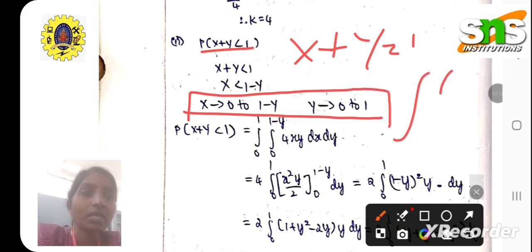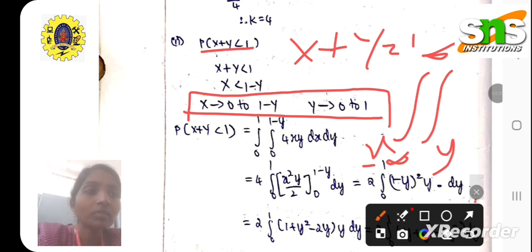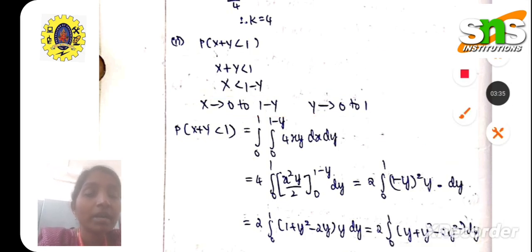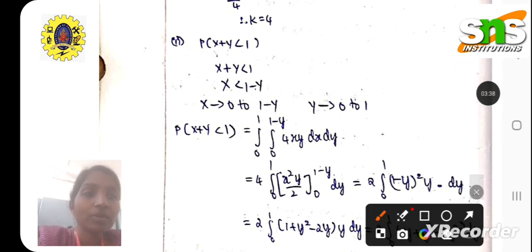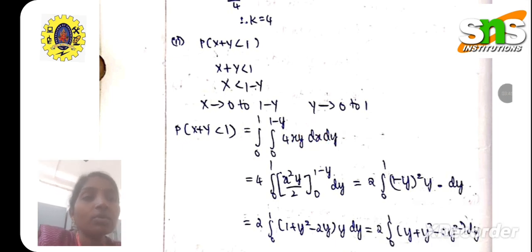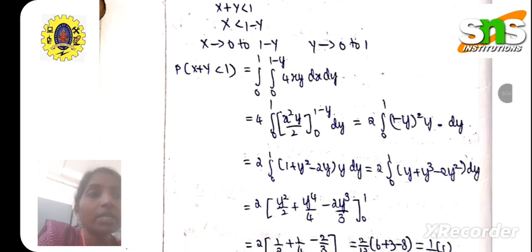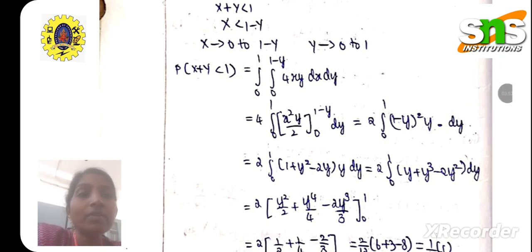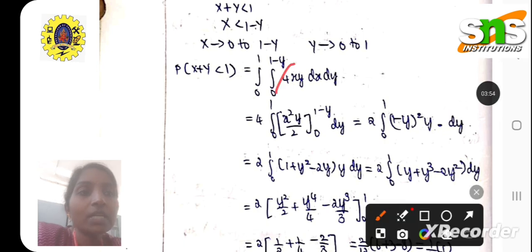We will be having the double integral within the range minus infinity to infinity, where we apply the x range and the y range. But here we have the x and y ranges as constant values, and therefore we will take x order of integration first and y order of integration later. So the probability of x plus y less than 1 will have the range integral 0 to 1 minus y of 4xy dx dy, since we have substituted the value of k here, which is 4.